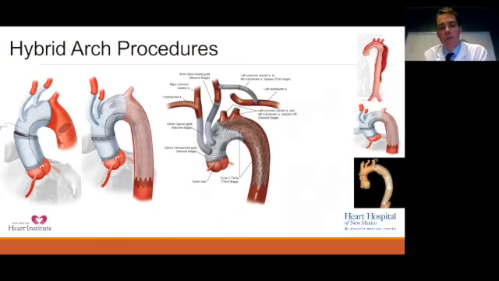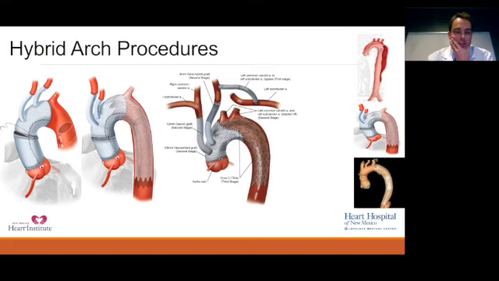And then we're combining these procedures more and more commonly. A common operation that we do here is called a hybrid arch. And what we're doing is, in part, we're fixing this aorta with open surgery because that's still the best and safest way to do that. And then we're using stent therapies to extend that.